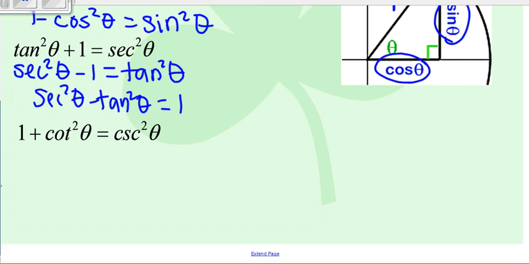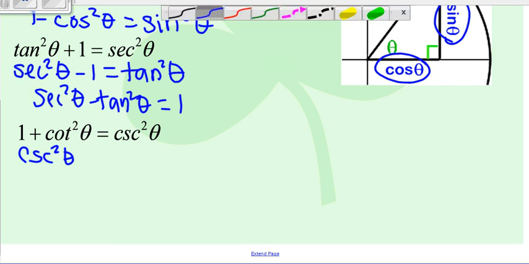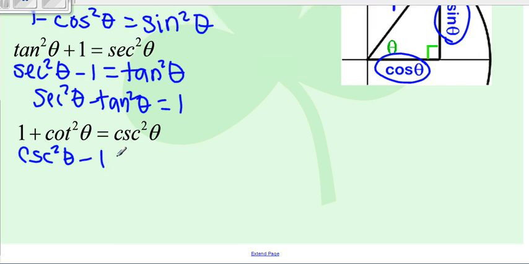And the last one there is 1 plus cotangent squared of theta equals cosecant squared of theta. Again, we could also see it as cosecant squared of theta minus 1 equals cotangent squared of theta. And these are going to be the top two ways that you'll see them written.